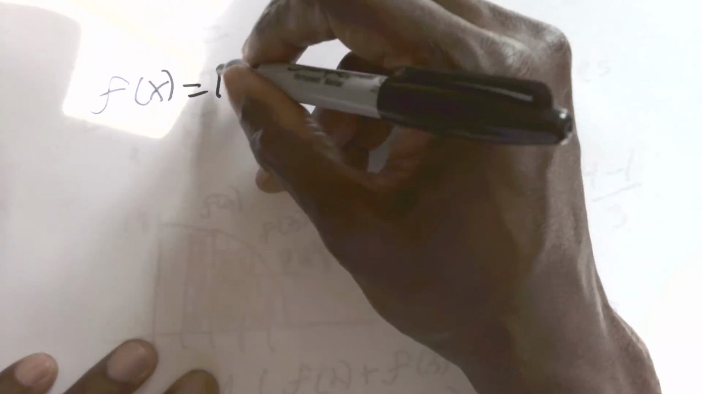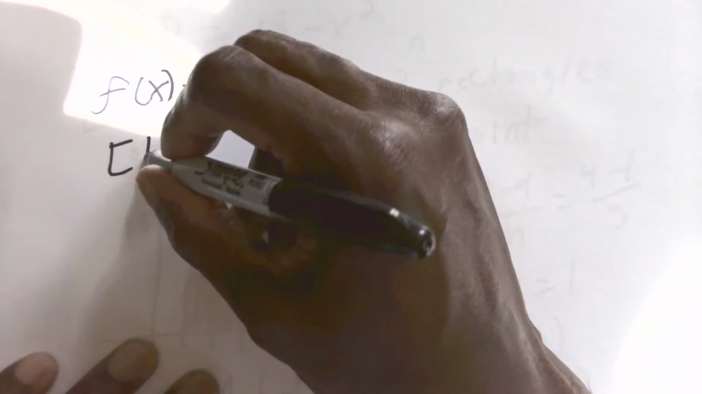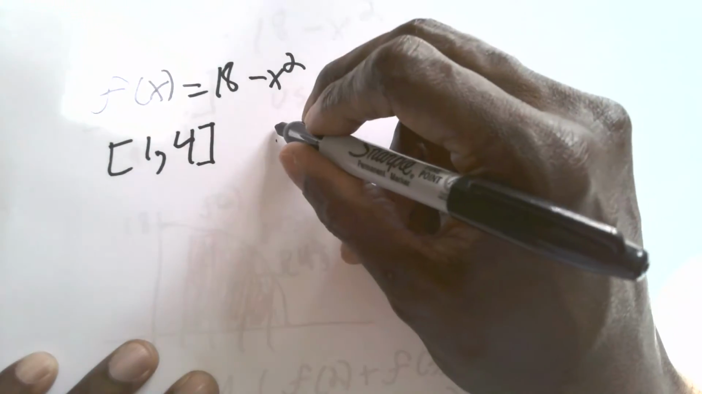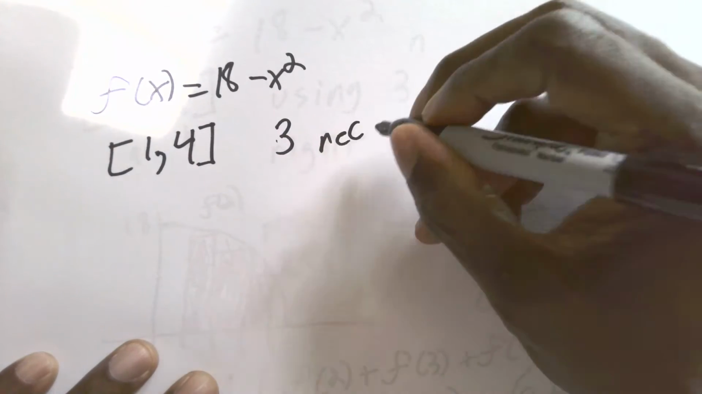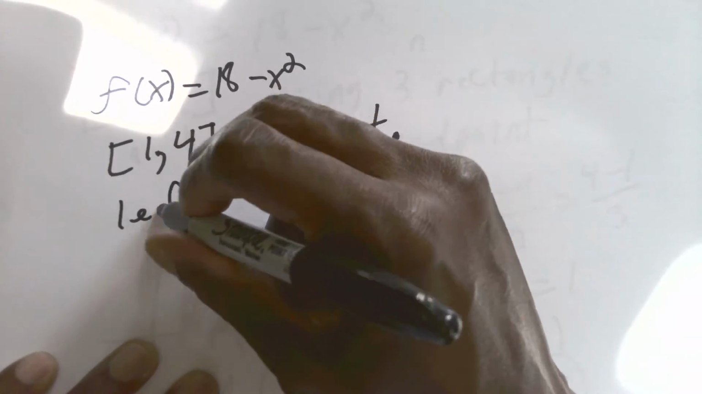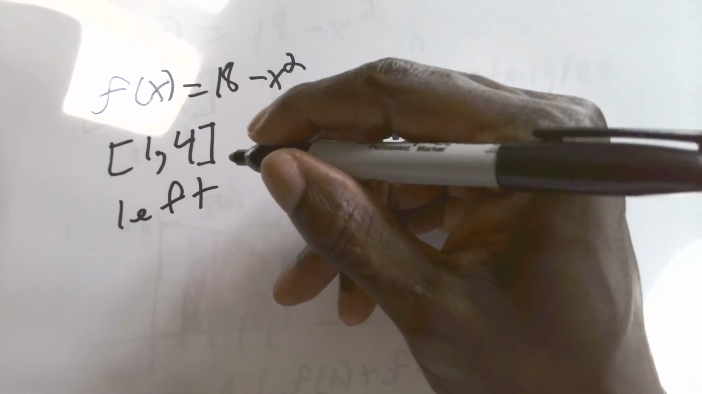All right, so just to remind you of the function we're using, f of x = 18 minus x squared. We're going to find the area from 1 to 4 using 3 rectangles. In this example, I'll use left endpoints. So just fairly quickly.